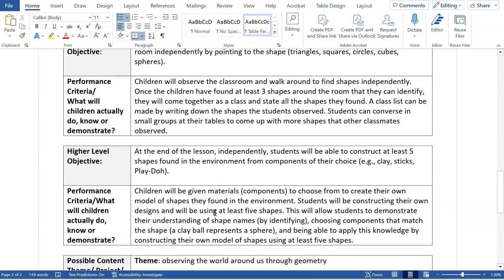Okay, so again, performance criteria, exactly what you would be expecting students to do that you would observe and see. So you would expect to see them creating models of the shapes in the environment. They would be creating at least 5 different shapes. They would identify the shape names, they would choose the components, and then they would be able to actually create those shapes out of the materials of their choice. So that's the performance criteria.